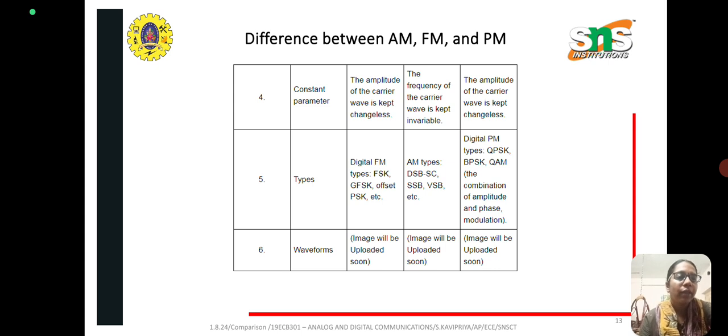double sideband suppressed carrier, single sideband and vestigial sideband. Whereas in case of FM, we have FSK, GFSK, offset PSK, etc. Whereas in case of PM, it is QPSK, BPSK, QAM and so on. And the waveform in case of FM will be the variation in the frequencies, in case of AM the variation in the amplitude, and in case of PM the variation in the phase.